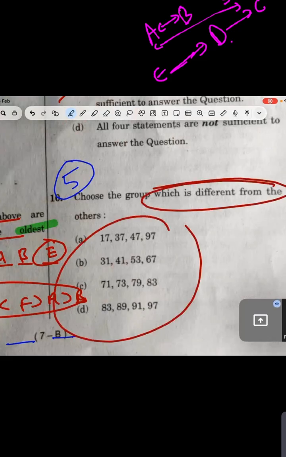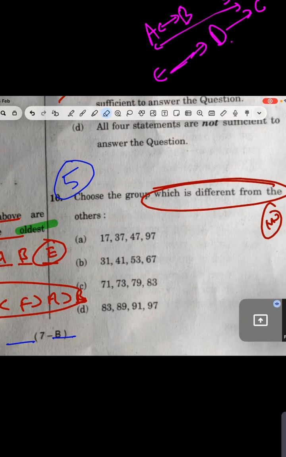They are the four groups, guys. If you want to clear the C set, you should have a good command over the number system. I repeat, number system. This is number system, guys. If you analyze and recognize these numbers carefully, this is all prime numbers, all prime numbers.